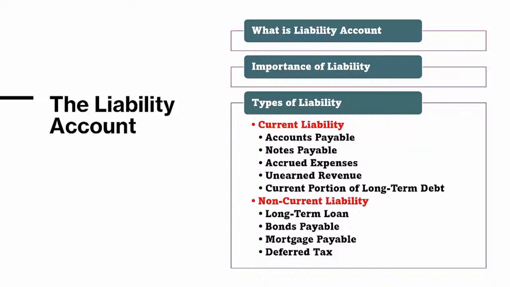Current portion of long-term debt. Non-current liabilities. Long-term loans or notes payable. Bonds payable. Mortgage payable. Deferred tax liability. Each of these accounts helps track what the business owes and when it's due. By understanding liabilities, you get a clear picture of the obligations that the business must fulfill in the short term and over the long term. Remember, liabilities are essential for business operations, but managing them carefully is crucial for financial health.